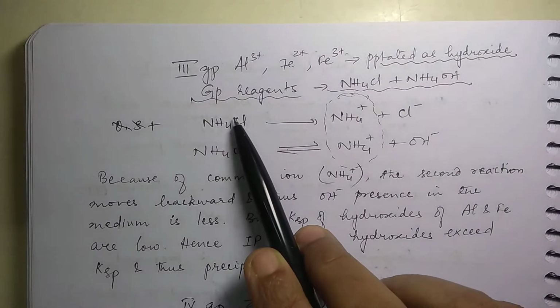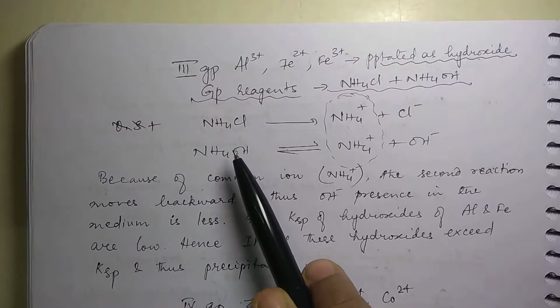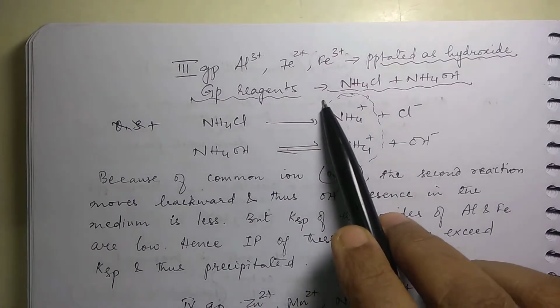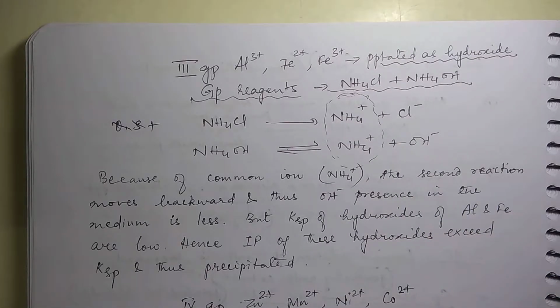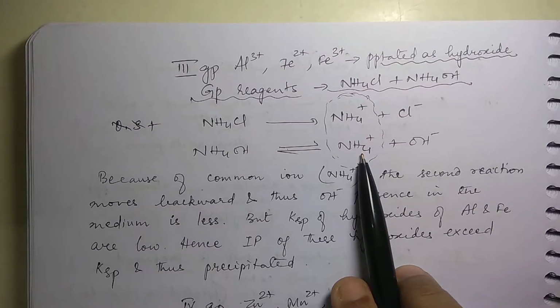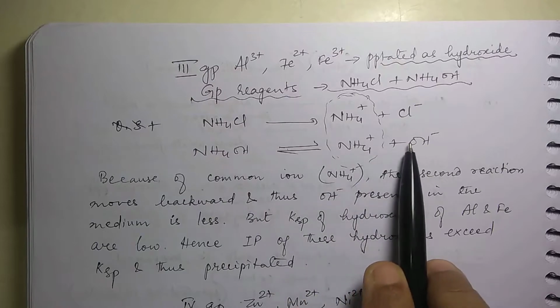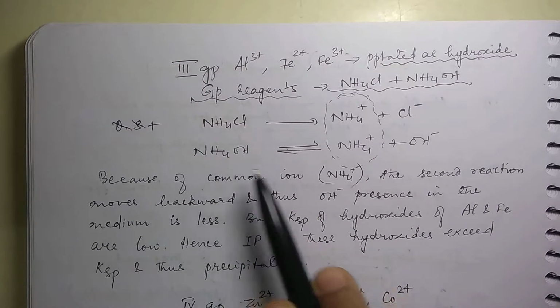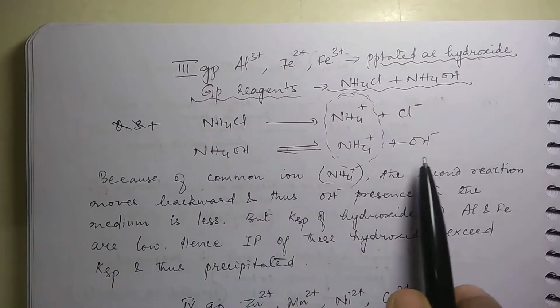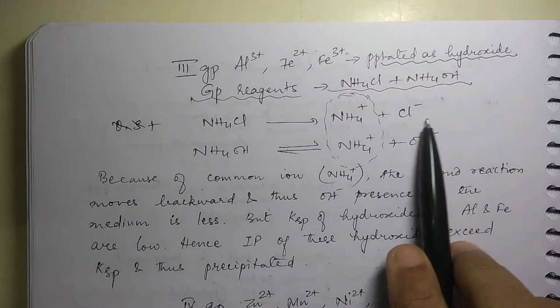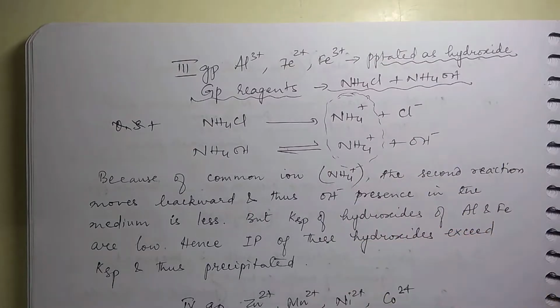Now what are the reagents? NH4Cl, NH4OH, strong electrolyte, weak electrolyte. Weak electrolyte will be in dynamic equilibrium. And here you find ammonium ion is the common ion. So presence of common ion, what will it do? This will revert the second equation. This will go in the backward direction. So when it is moving in the backward direction, the presence of OH minus will decrease, or you can say it will be very less in the medium.